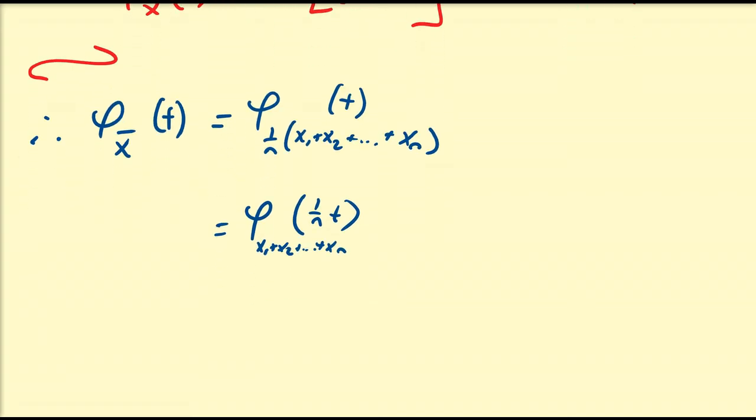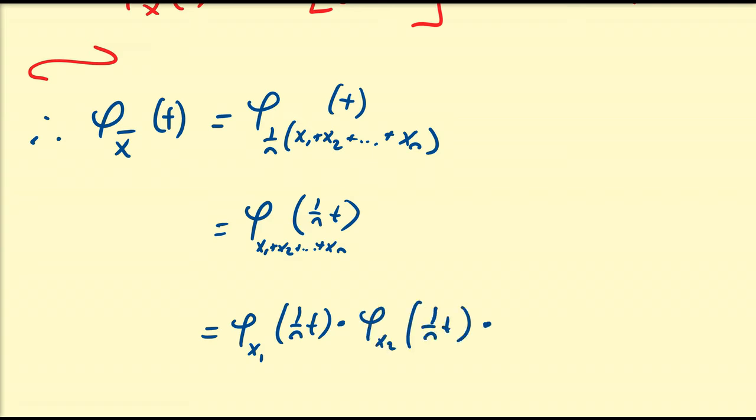And now we're going to use the product property for sums of variables for characteristic functions. So that's going to be equal to phi x1 evaluated at 1 over n t, times phi x2 evaluated at 1 over n t, times all the way out to the last variable xn, so phi xn evaluated at 1 over n t.